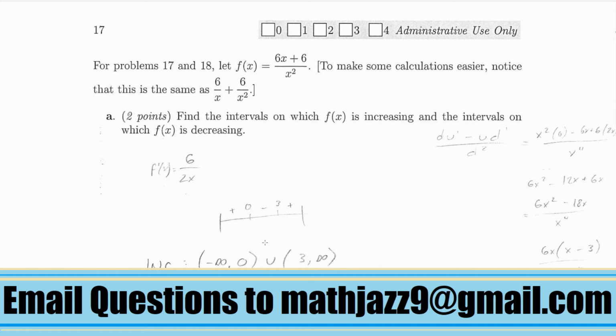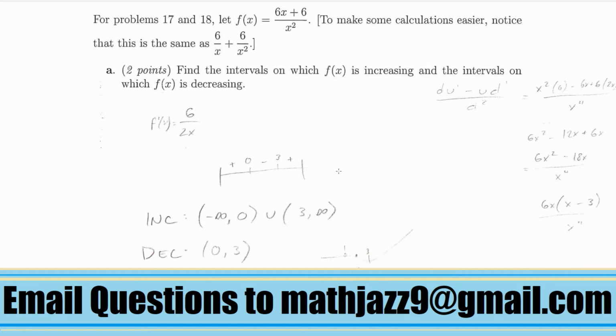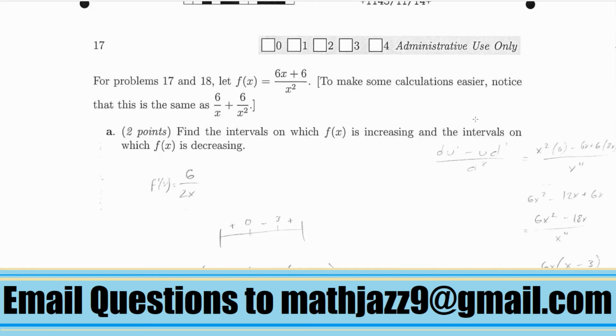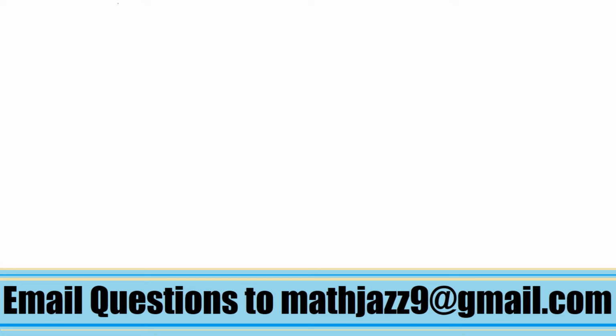So, for problems 17 and 18, we're going to have our function equals 6x plus 6 over x squared. And we're going to find where the function is increasing and decreasing. We're going to find where the function is concave up and concave down. Those are the two parts of our first problem. So we will do both of those on our scratch paper.